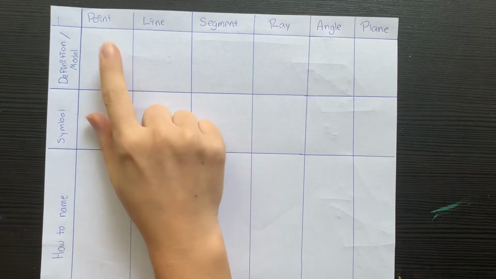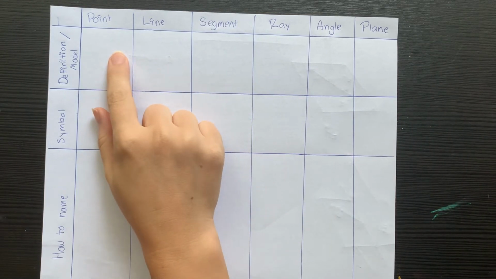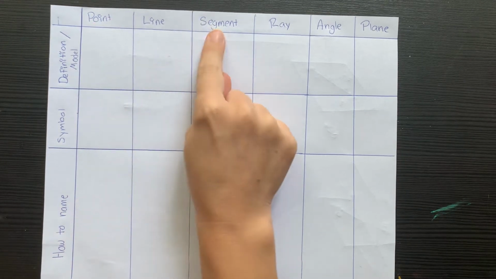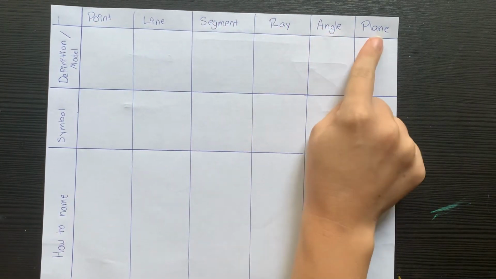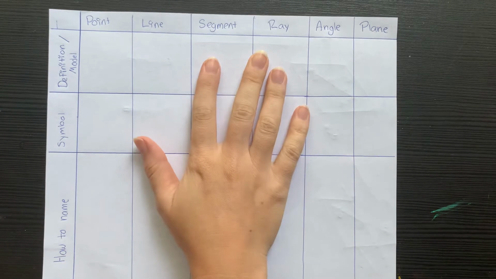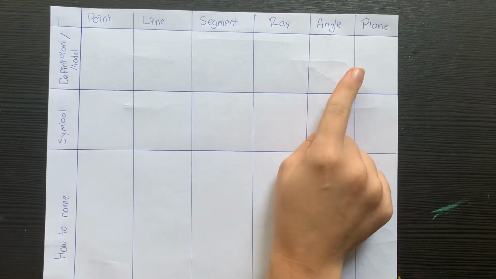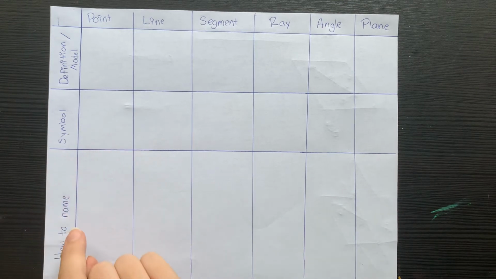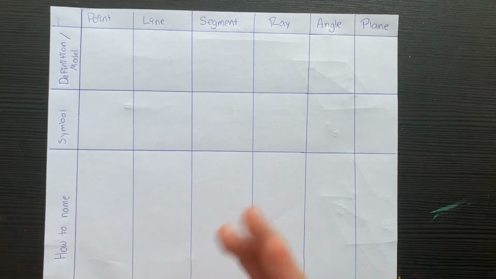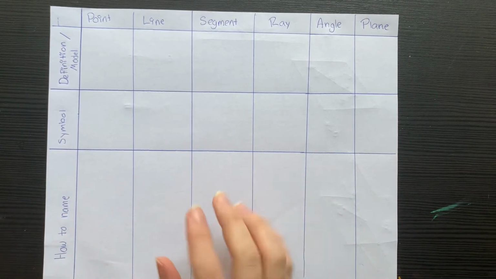Alright, so we're going to be talking about some vocabulary terms today. We're going to be doing points, lines, segments, rays, angles, and planes. Mostly what we want to get out of this today is we want to know what they each look like in a picture and how do we name them. What's the proper way to name them and what are the right symbols to use and that kind of thing, right?